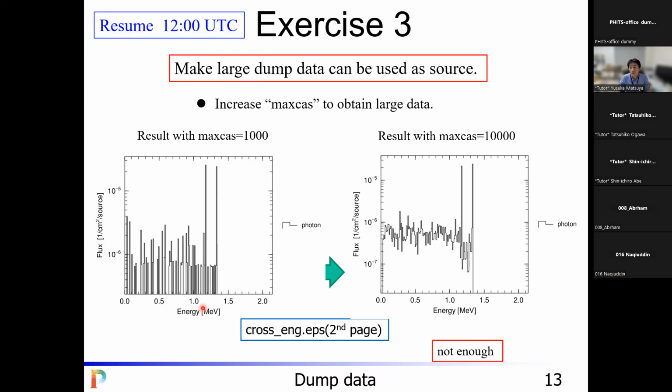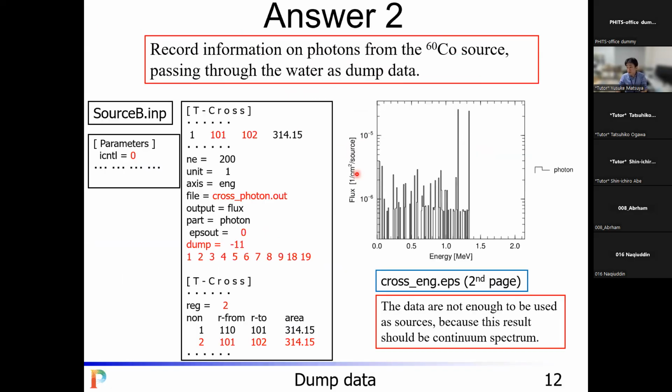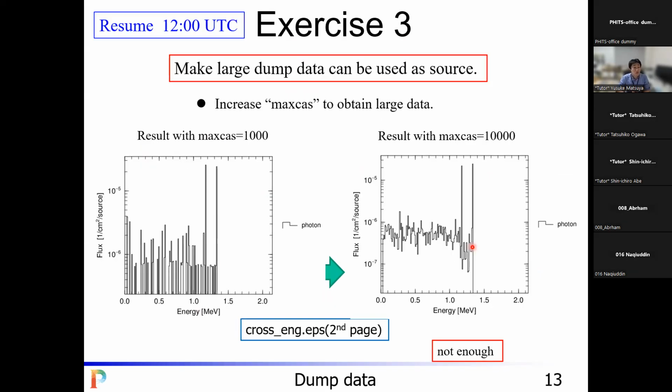Okay, let's resume exercise number 3, and the previous example number 2. The data are not enough to be used as a source. This is a very serious problem. So to solve this problem, let's do exercise number 3.